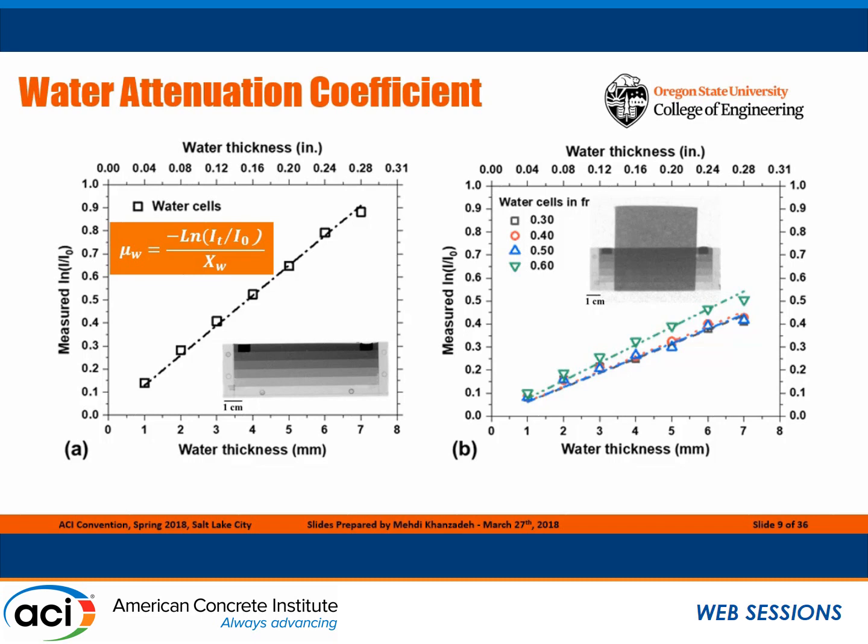In order to account for the impact from the mixed components, for example sand or cement, we did the same experiment in front of oven-dried samples with different water-cement ratios, and the results are shown here.